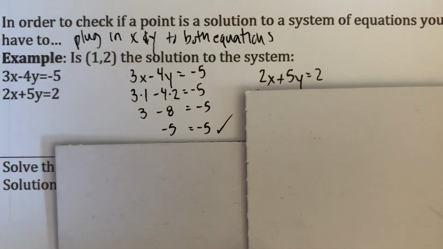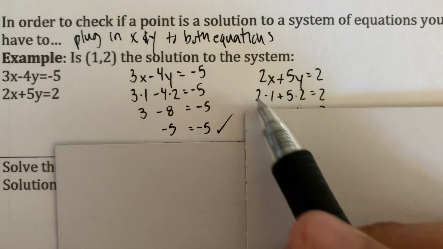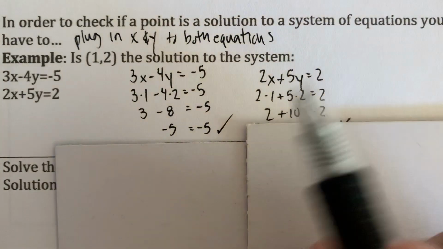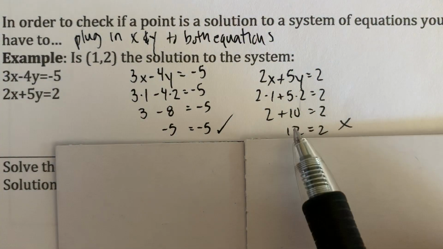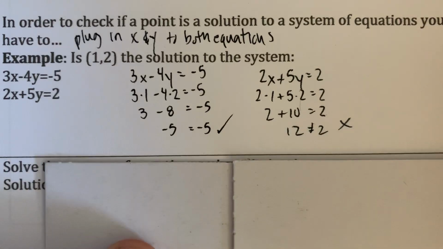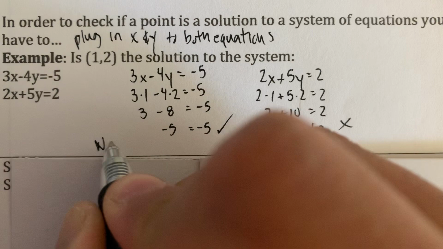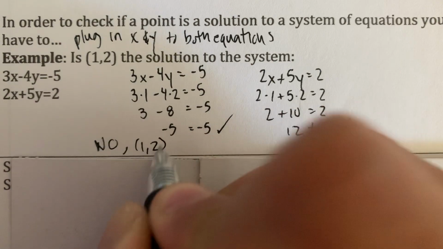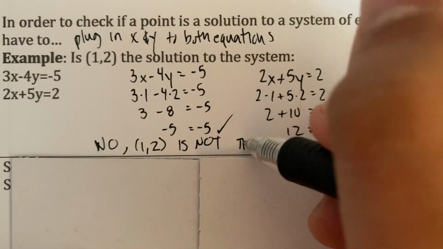2x plus 5y equals 2. We plug in our x, we get 2 times 1 plus 5 times 2 for y equals 2. And then we go ahead and simplify this left side. 2 times 1 is 2. 5 times 2 is 10. 2 plus 10 is 12. And 12 does not equal 2. So since it only works for one equation, hopefully we all remember that this means no. 1, 2 is not the solution.